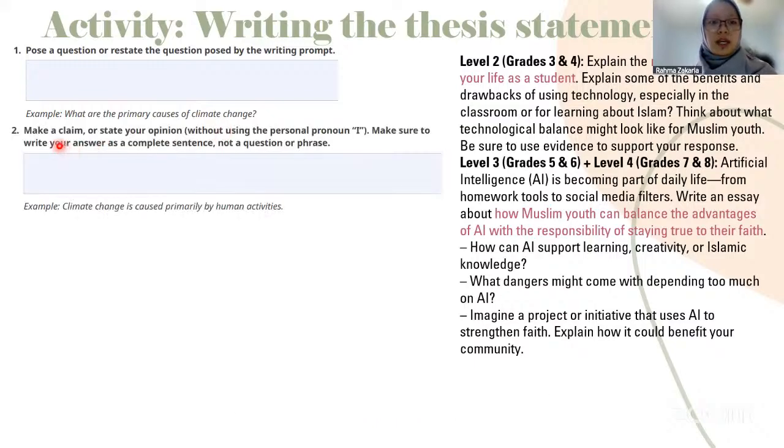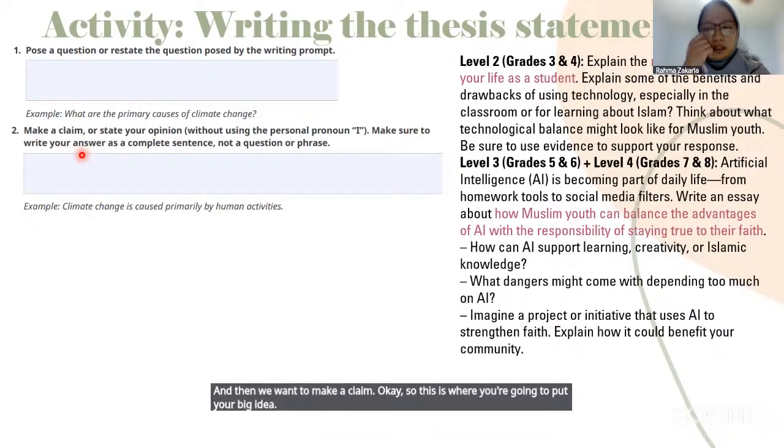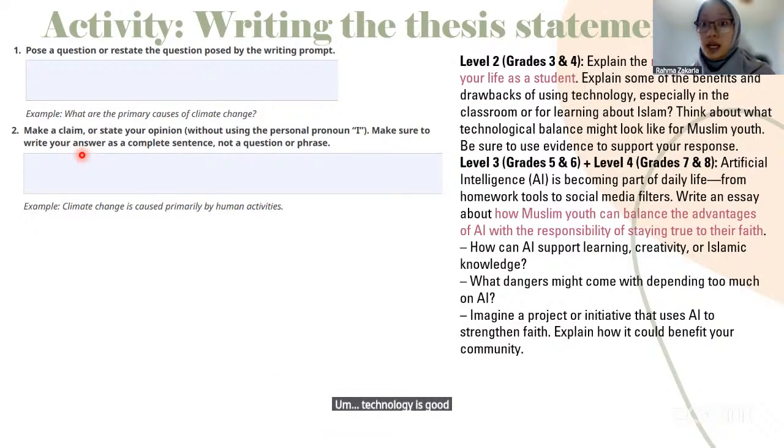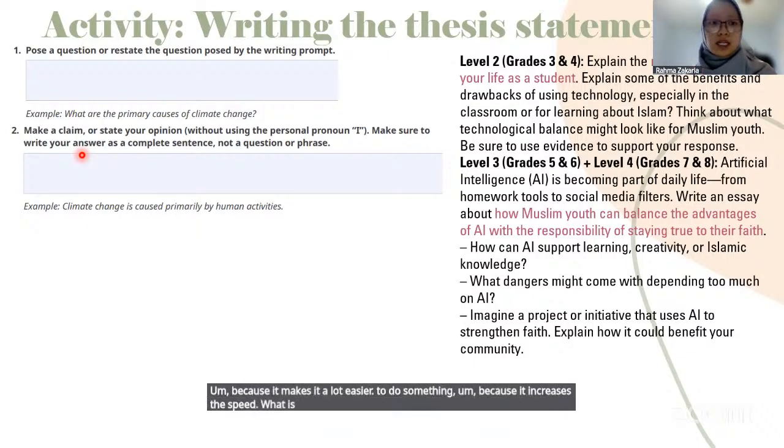And then we want to make a claim, okay? So this is where you're going to put your big idea. Technology is good in my life because it achieves this specific purpose that would not be possible without it. Because it opens up new avenues or new possibilities, because it makes it a lot easier to do something, because it increases the speed. What is your big claim or big idea?